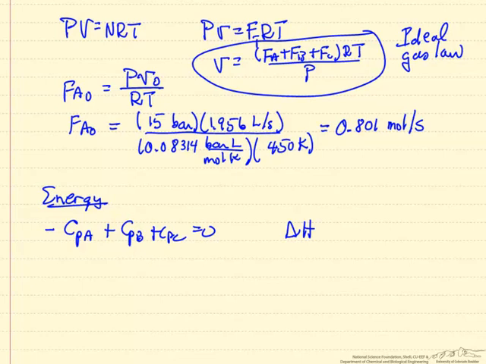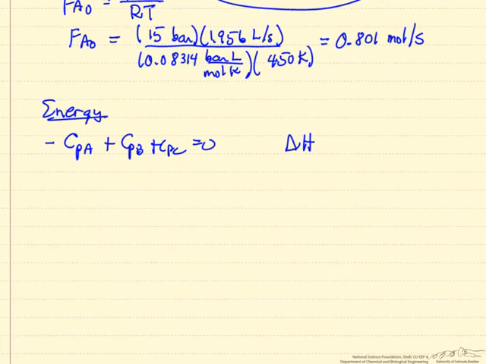And so we can end up simplifying our energy balance. We're first going to write it in general form. Heat capacity of A, heat capacity of B, heat capacity of C.